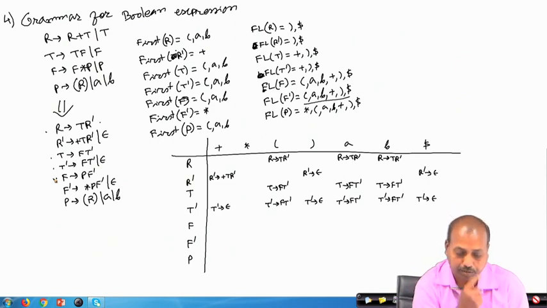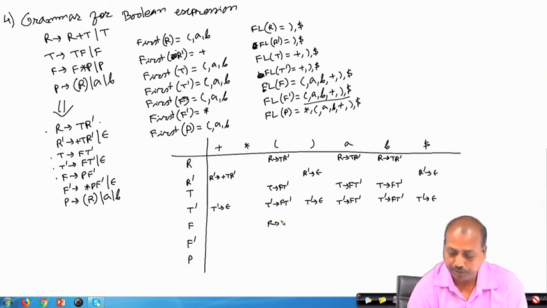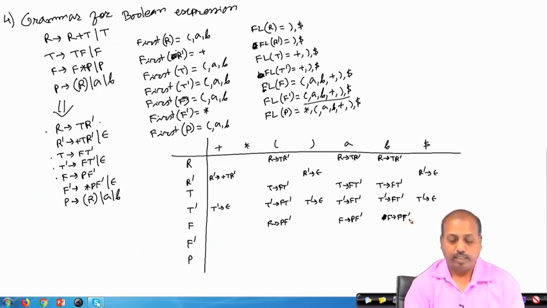Now, we come to this rule, F producing P F dash. I have to see the first of P. First of P has got open parenthesis, A, B. There I have to add this rule, F producing P F dash, and here also F producing P F dash. So, they are added.